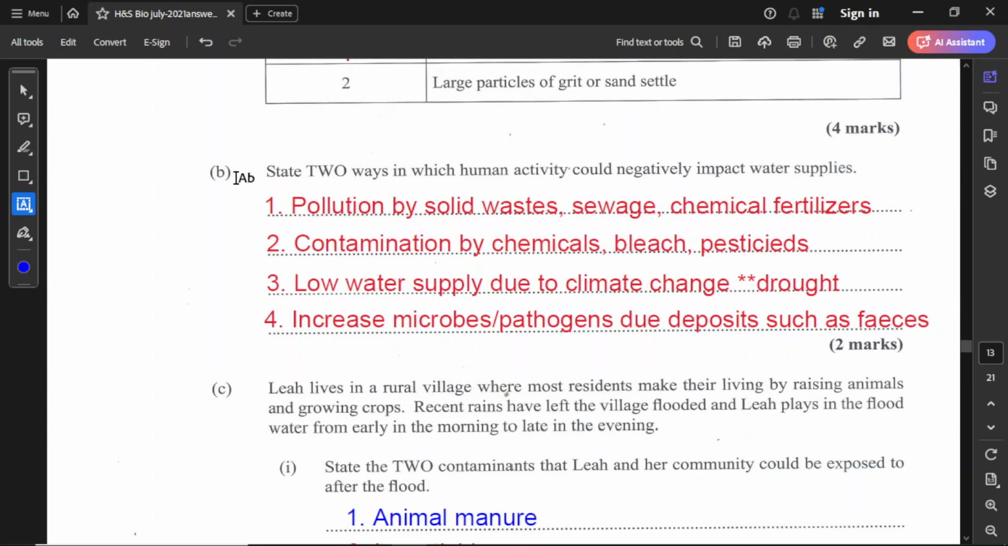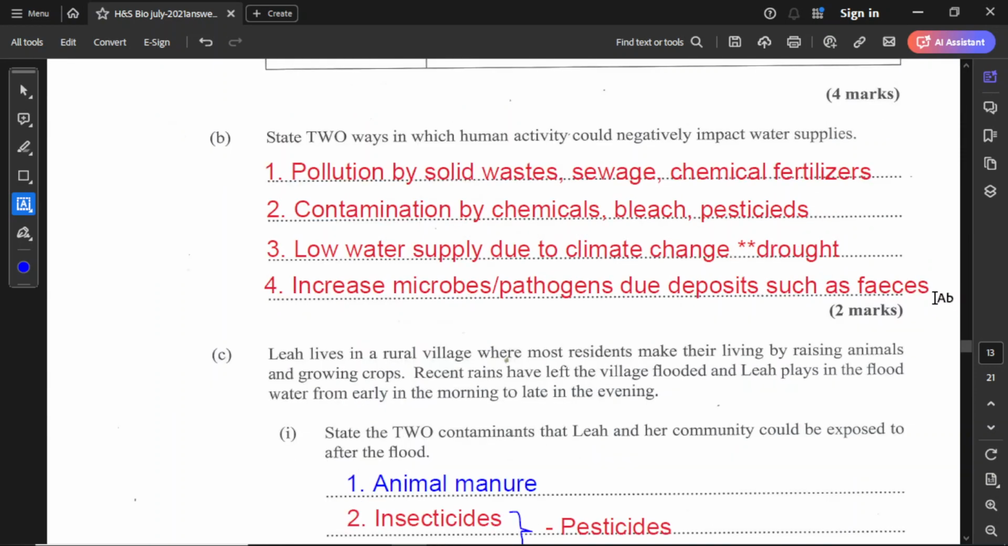All right, and so part B is to state 2 ways in which human activity could negatively impact water supplies. And one of them could be pollution by solid waste, sewage, or chemical fertilizers. And generally any chemicals really, to be honest. All right, and then 2, contamination by chemicals such as bleach, pesticides, and so on. We could have low water supply due to climate change or drought. All right, and then we could also have an increase in microbes or pathogens due to deposits such as feces and other waste products.